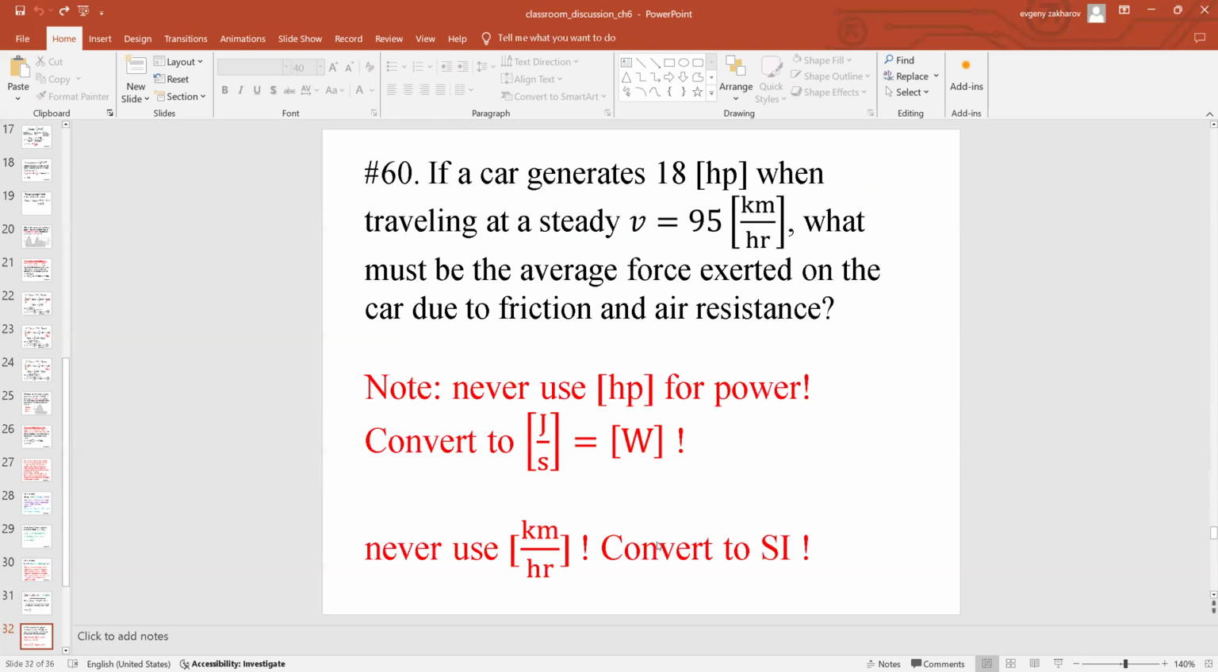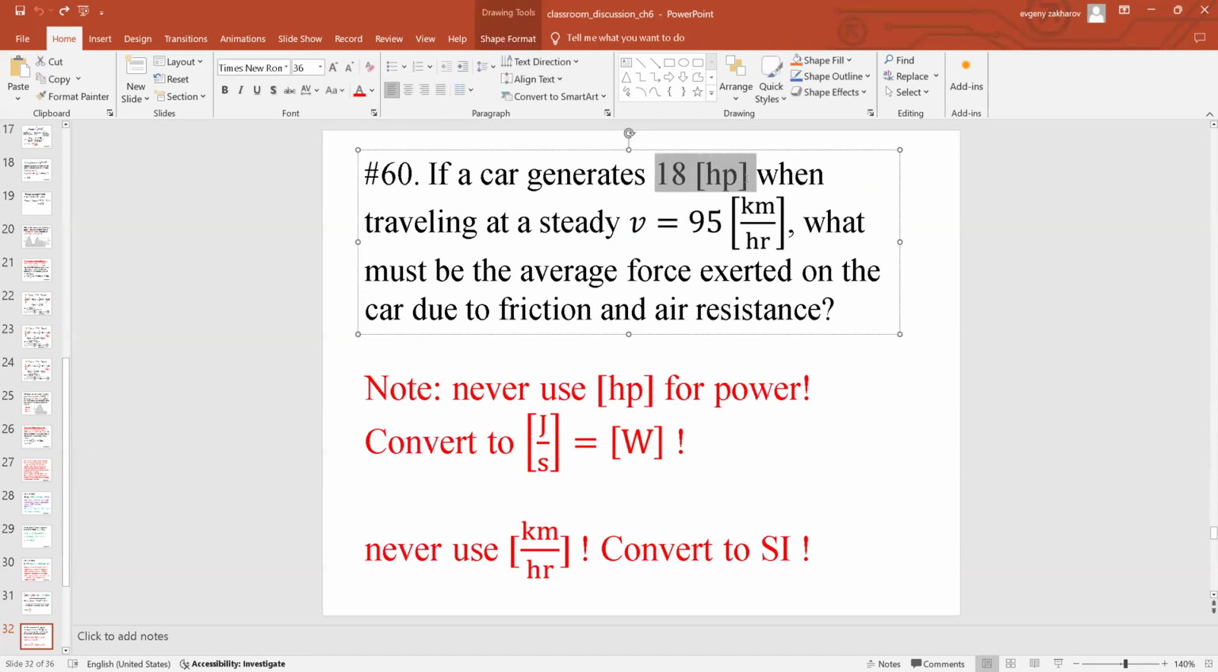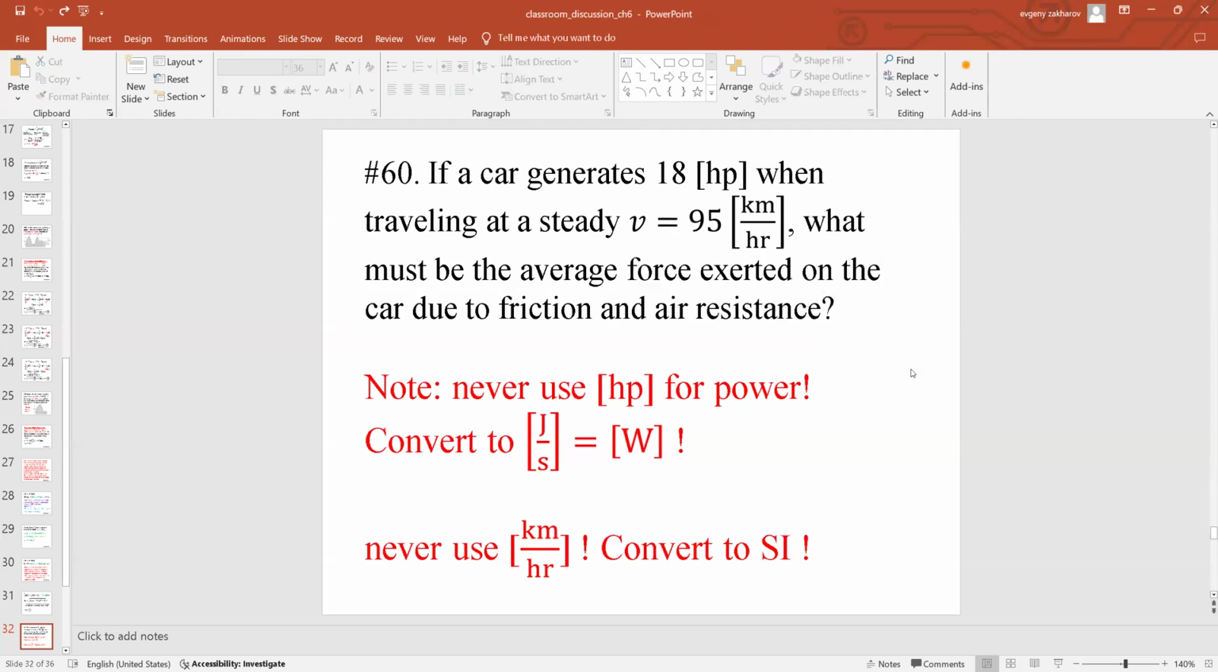Okay, one last problem. It's the power problem. See, the car generates 18 horsepower. We should never use horsepower for calculations. And you're traveling at certain kilometers per hour, which is also not a System International unit. So you really want to do some conversions before even doing any calculations. That's for sure. So what's the force due to friction and air resistance?